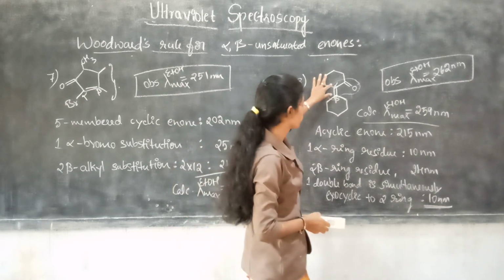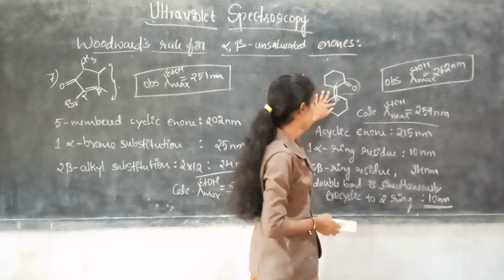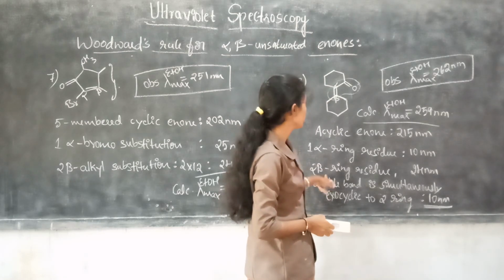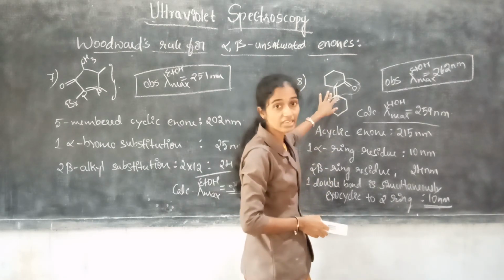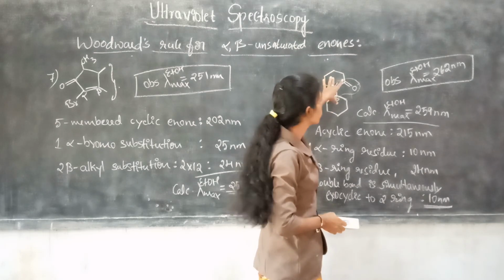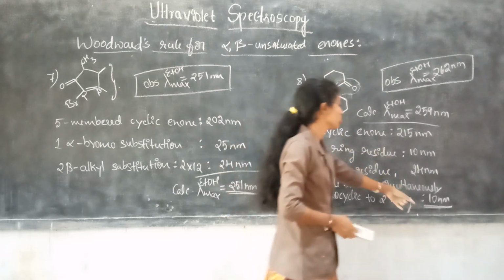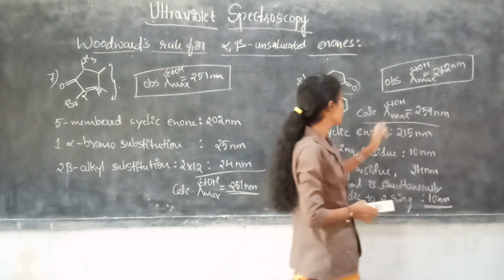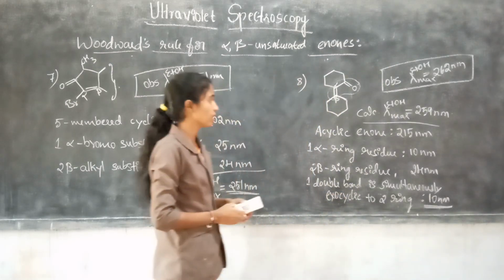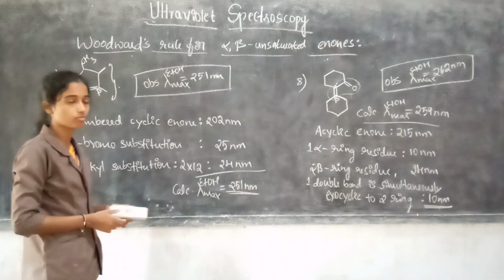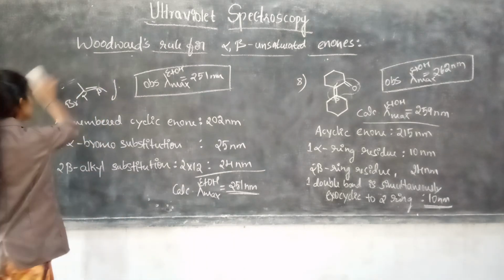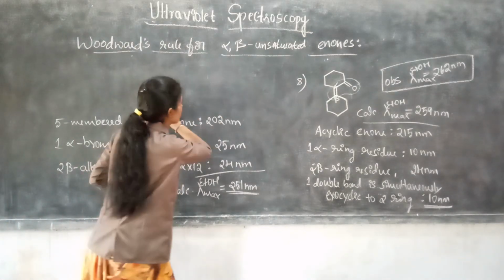Here at the alpha position we have one ring residue, at the beta position two ring residues, and one double bond is simultaneously exocyclic to two ring systems. That means there will be an addition of 10 nanometer. The total calculated absorption maxima is 259 nanometer. Now we will move on to another problem.